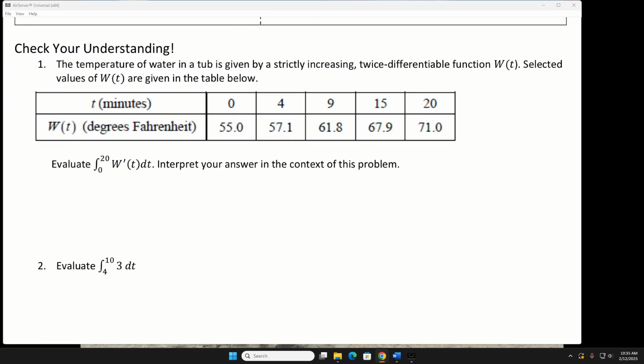All right, so sometimes you can be asked to use this theorem with a table. So this table gives the temperature of water in a tub. It is strictly increasing. This is getting hotter. Doesn't make sense, but that's okay. It is the twice differentiable function W of t, where values of W of t are given below. All right, so we're going to find the definite integral from 0 to 20 of W prime of t dt.